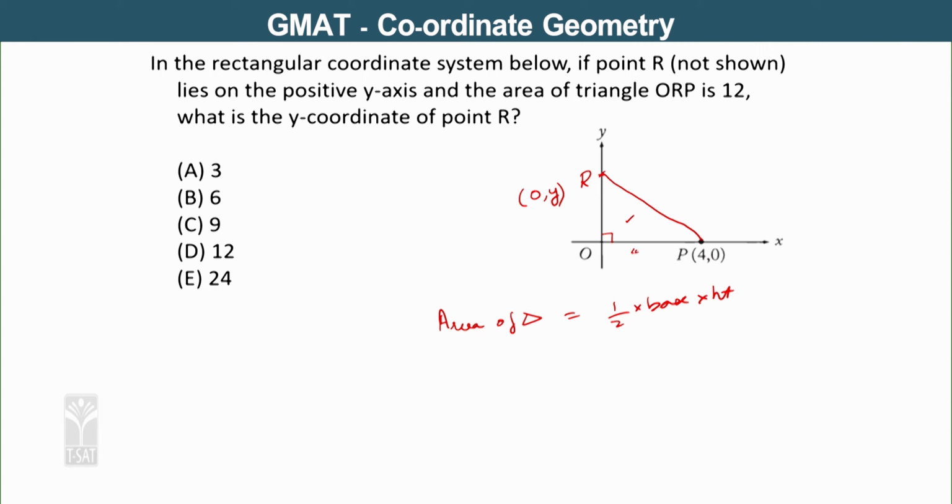So, we can write this base is equal to 4, and the distance from O to R will be equal to y units because its coordinates are (0, y) and from the origin, that is (0, 0), the distance will be y. So, you can say that the area of triangle ORP, given as 12, is equal to half into base, which is 4 units OP, and height, which is OR, equal to y units. So, 2 cancels 4 two times. Therefore, y equals 12 by 2, that is 6. They are asking what is the y coordinate of point R, that is what we needed, so y equals 6. Answer is option B.